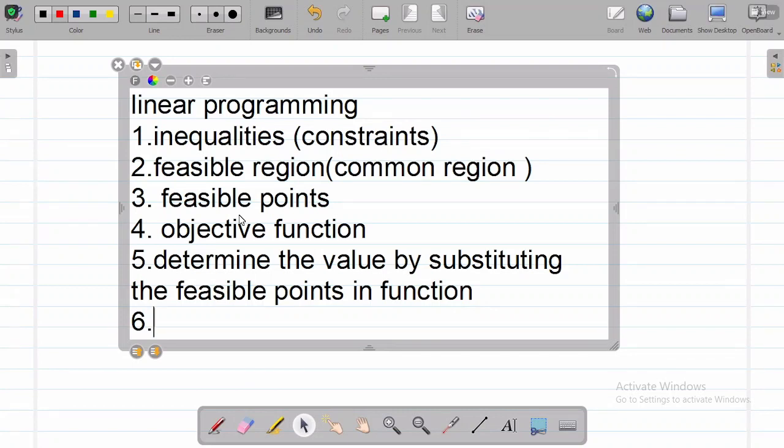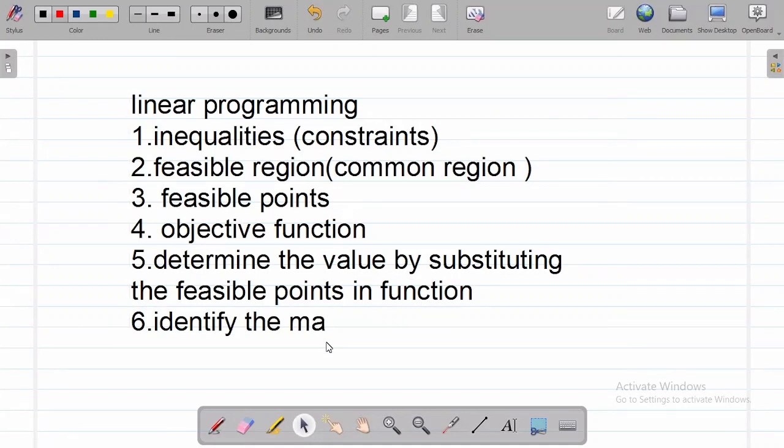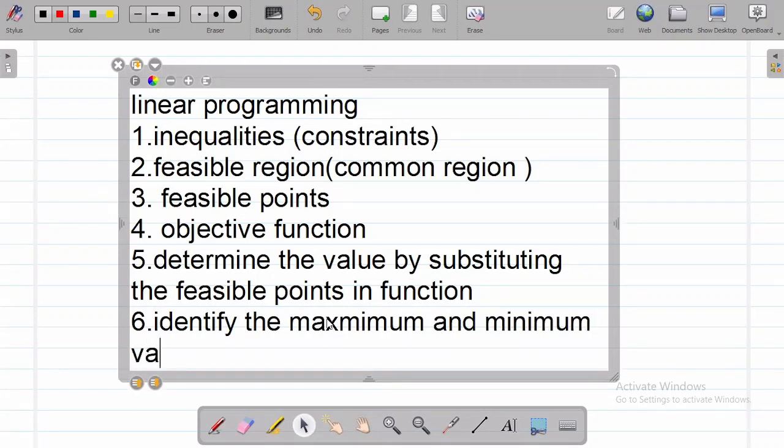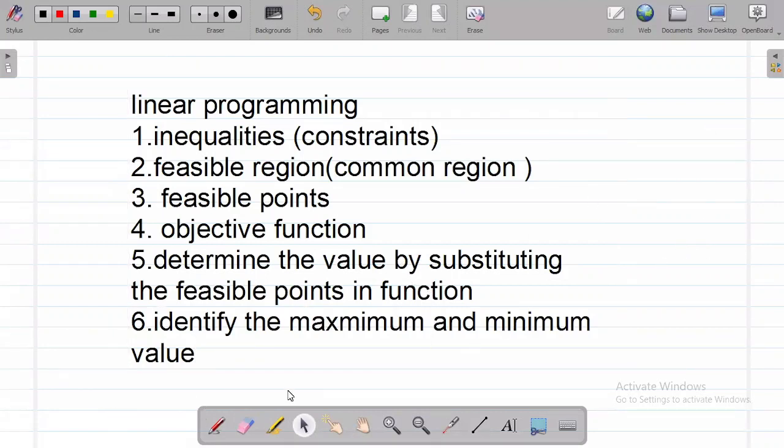And number 6, we need to identify the maximum and minimum value. Then identify the maximum or minimum value. This is the complete story of this topic, linear programming.